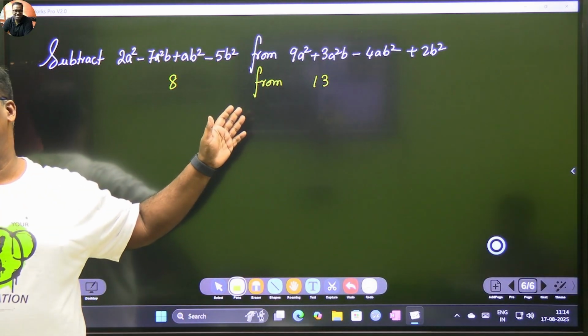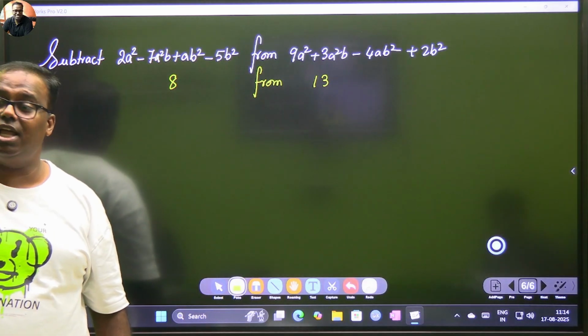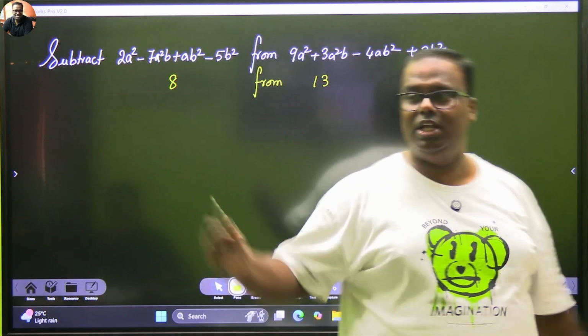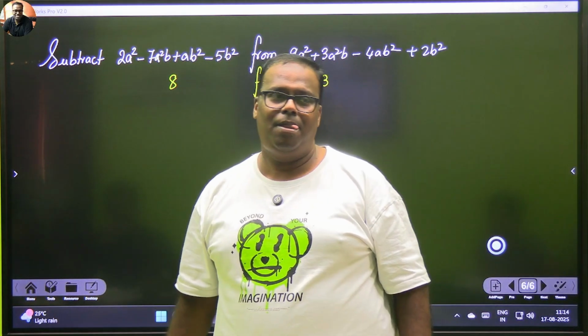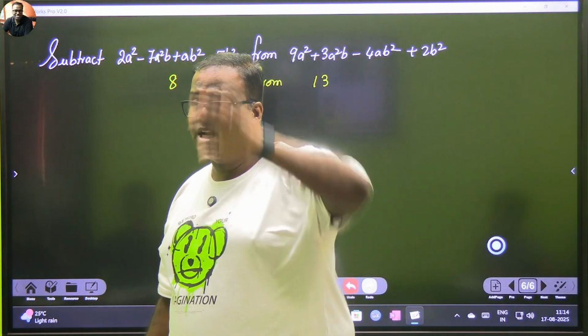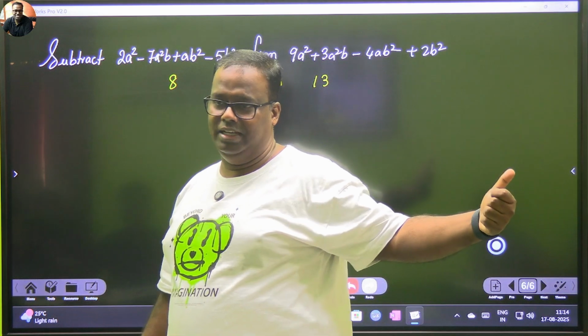Subtract 8 from 13. How will you write this? Because if you don't know that, you will not be able to solve the first one. Subtract 8 from 13. Subtract my hand from my body. So it is what? Body minus hand.